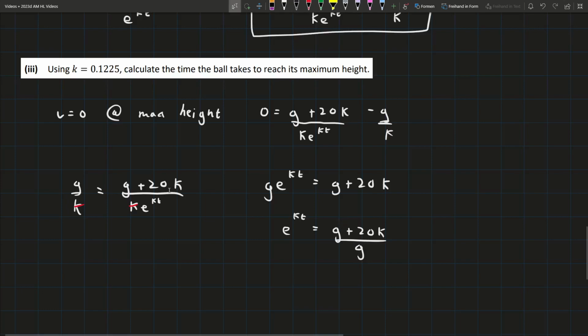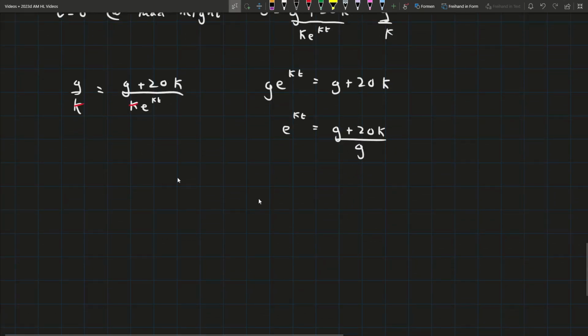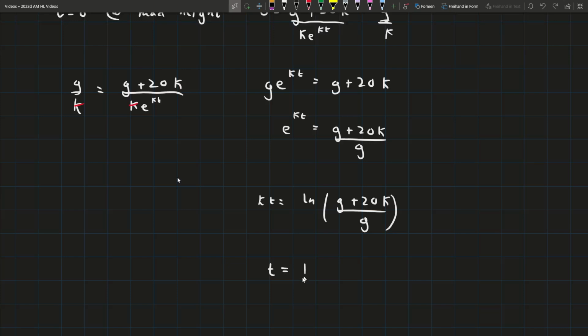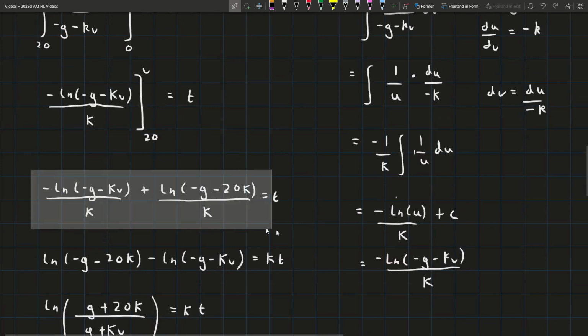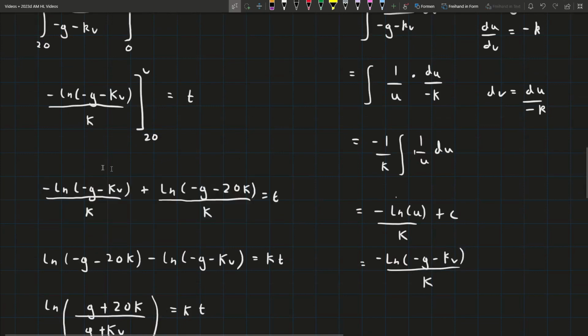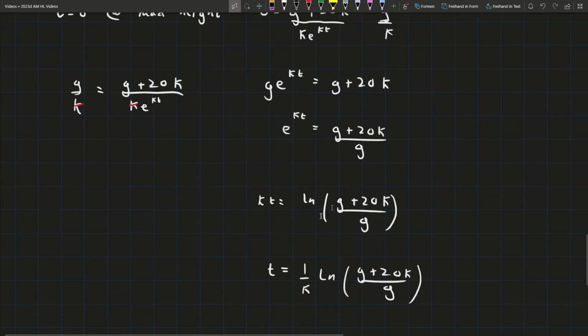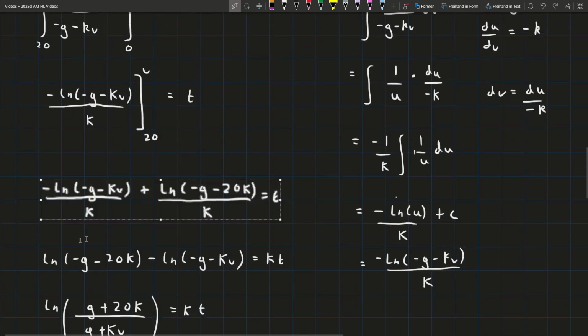And then finally, take ln on both sides. We'll get that kt is equal to the ln of g plus 20k over g. And then divide both sides by k, so t equals 1 over k times ln of g plus 20k over g. Something I just realized, you didn't even have to do that. You could have gone from here and just subbed in your value for k, and that would have worked out just as well. But I did all that, so, but you can literally just do that.